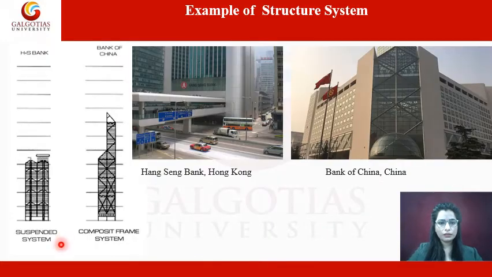Now we have the suspended system, which is used in HSBC, Hang Seng Bank, in Hong Kong, and another is the composite frame system, which is used in Bank of China. So this is an example of the composite frame system used in Bank of China, which is located in China. So these are other structural systems used in these buildings.